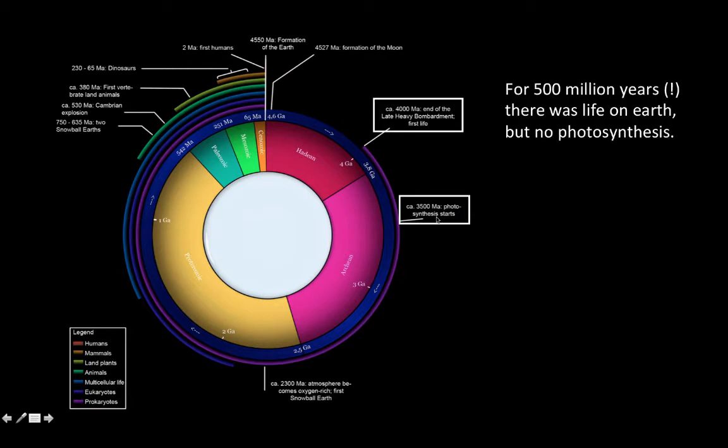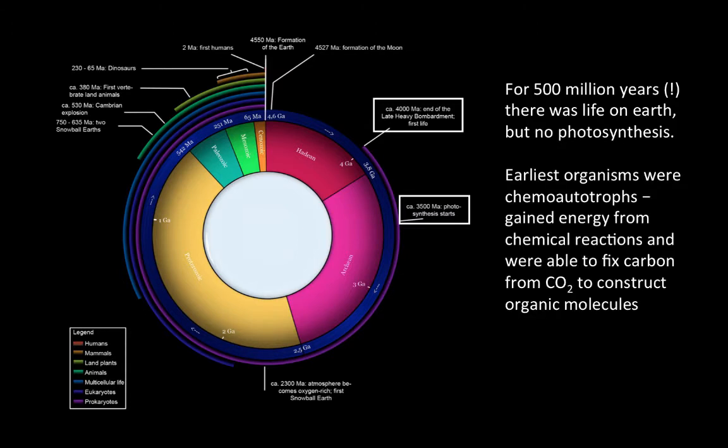So what that means is that for 500 million years, there was life on Earth, but no photosynthesis. So this cycle of photosynthesis feeding into cellular respiration, and then the products of cellular respiration being what fuels photosynthesis, actually didn't even come about until about 500 million years after life began. So where did that energy come from before photosynthesis?